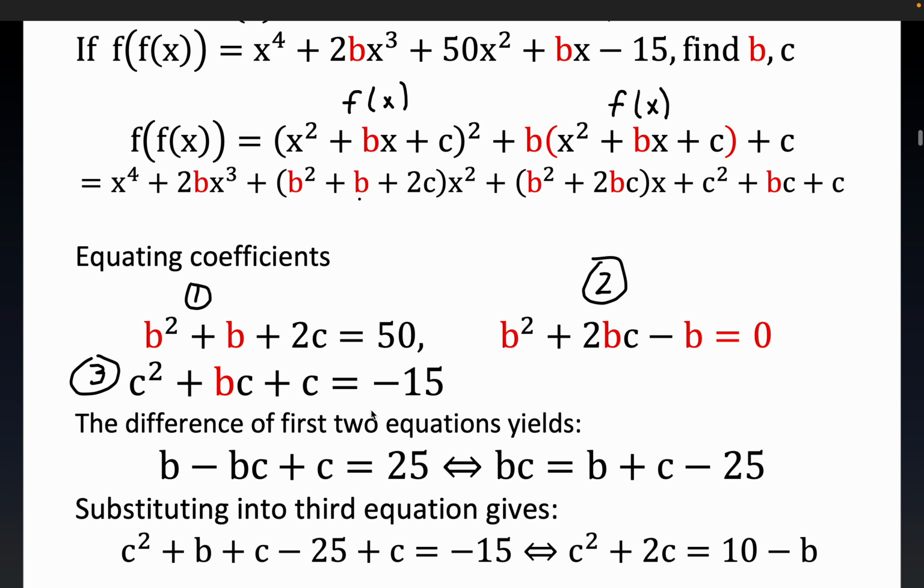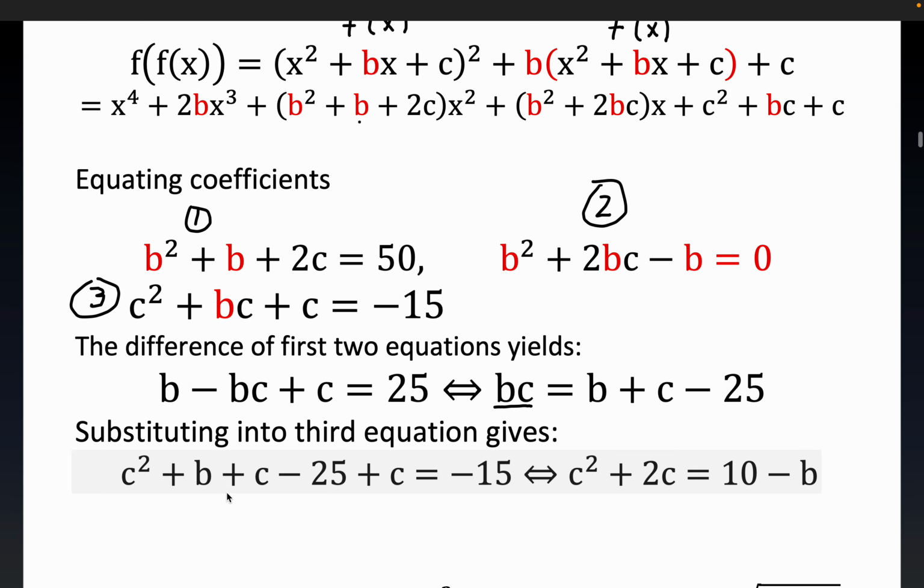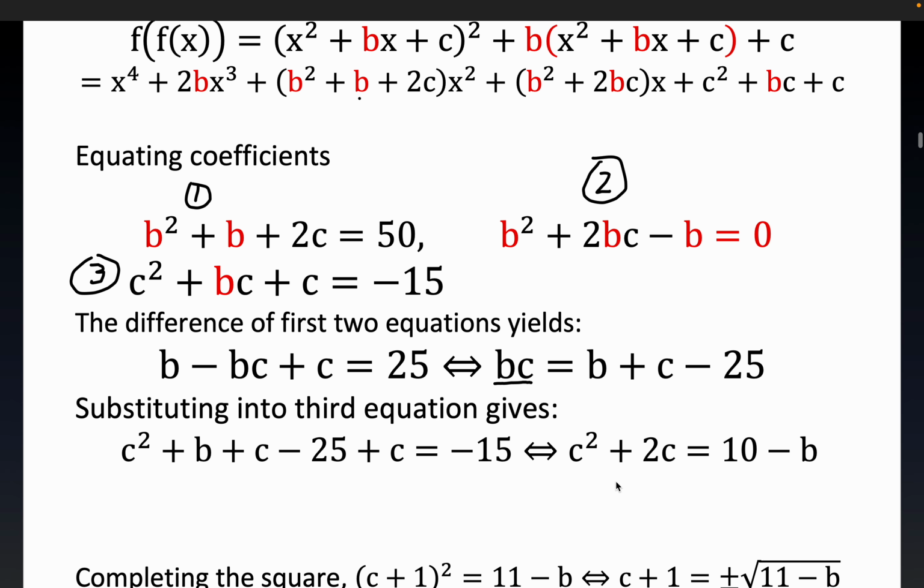Why is that important? Because we can substitute it right here. You see this bc that we got from subtracting the first two equations results in bc is equal to this, okay? And so we can actually substitute it right here, and that's what I did on this very next line. See how c squared plus bc became b plus c minus 25. And y'all, when you simplify all this, you actually get something in quadratic form: c squared plus 2c is equal to 10 minus b.